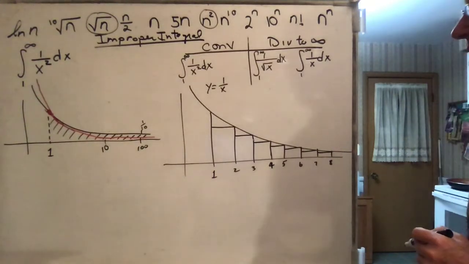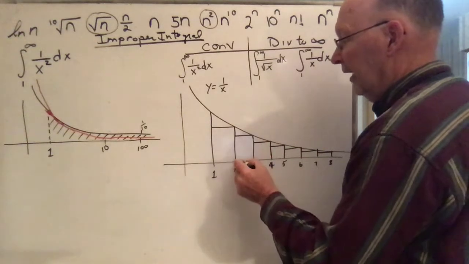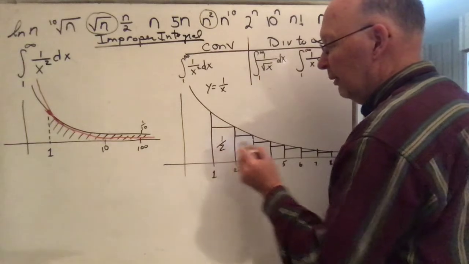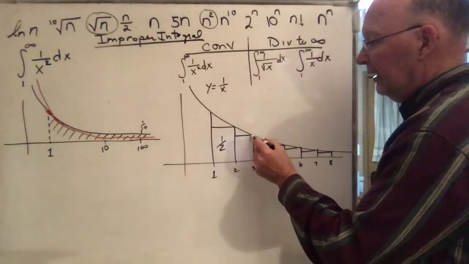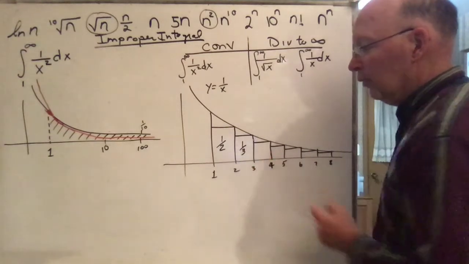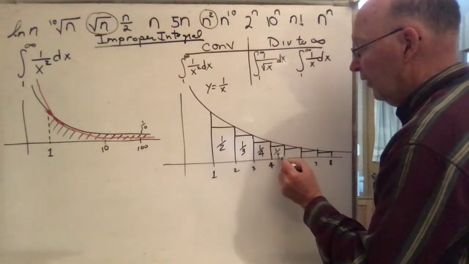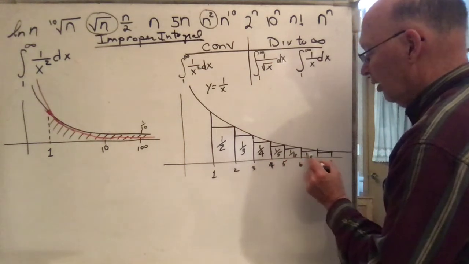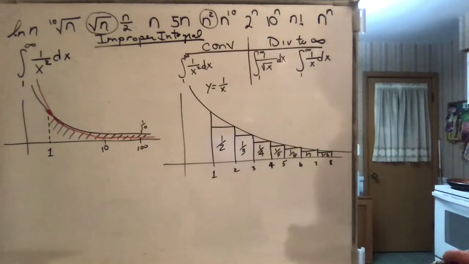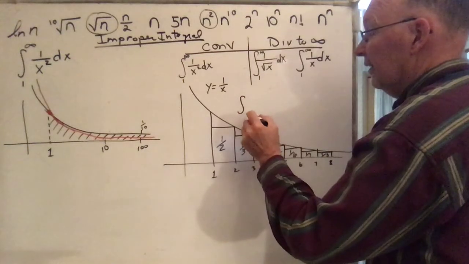What's the area of each rectangle? Well, let's see. This one, the height of it is going to be 1/2, and the base is 1, so the area is going to be 1/2. Here the height is 1/3, the base is 1 again, so it's going to be 1/3 times 1 is 1/3. This one's going to be 1/4, 1/5, 1/6, 1/7, 1/8, and so on. You agree?